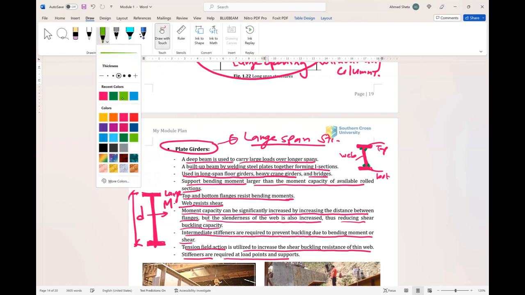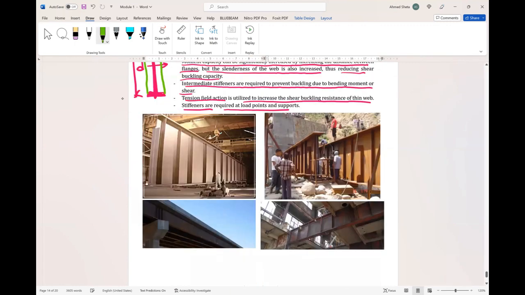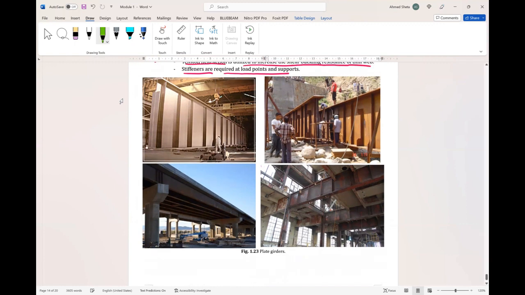we will need intermediate stiffeners. So this is how the plate girder works. To increase the moment, we need to increase the distance between the flanges, but when we increase it, the buckling will be affected. That's why we need to use intermediate stiffeners to increase the buckling resistance of the web. This figure shows an example of the plate girder.